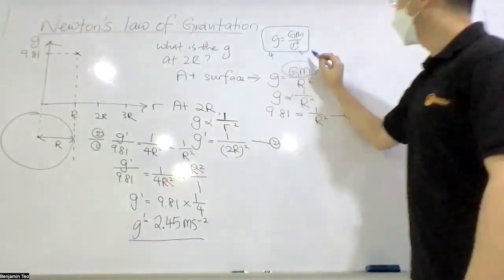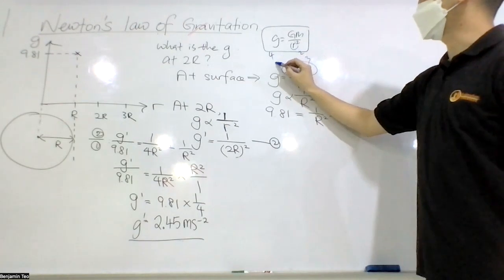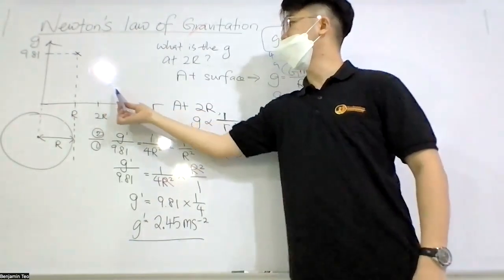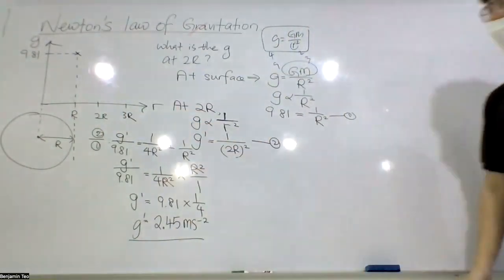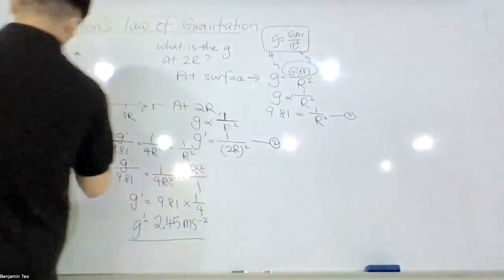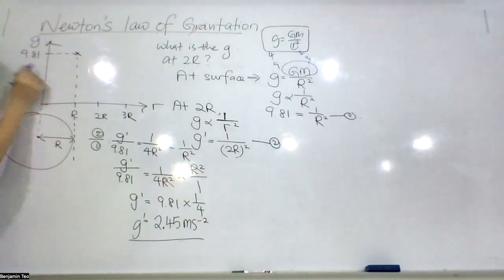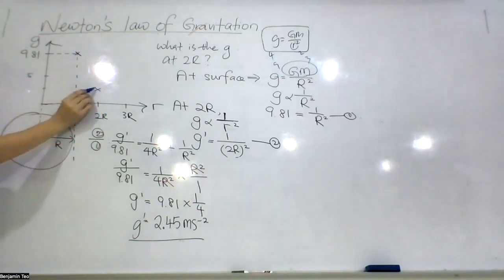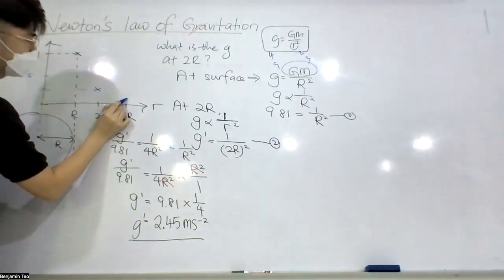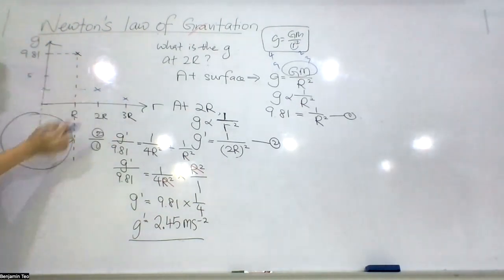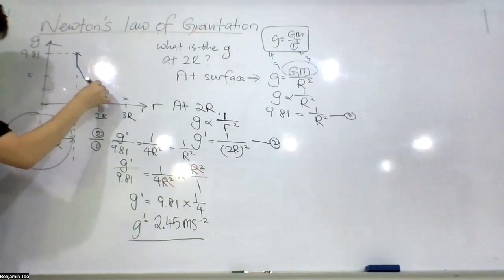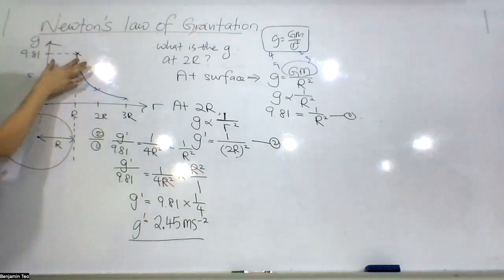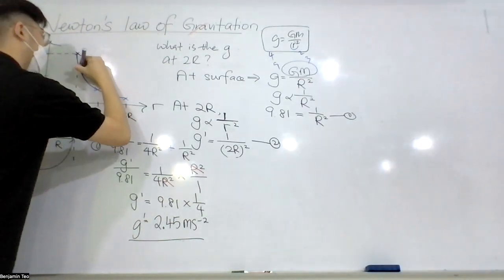If it's 3R, you have a square, this is 1 over 9. So you already know the value here, 1.09, then 2.45. So down here, this is almost 10, this is 5, 2.45 here. Somewhere here, okay, I'll just draw it in. You will see this is a very steep graph. At first, it drops very steeply, then it flattens.